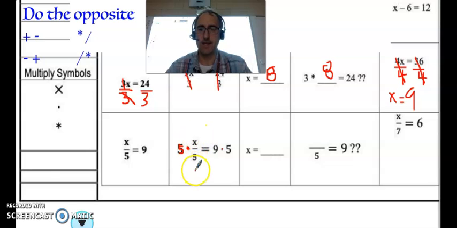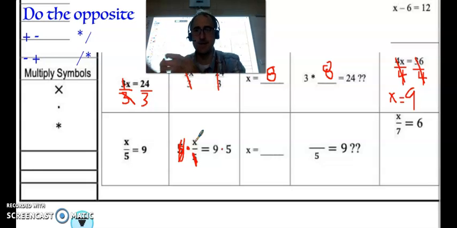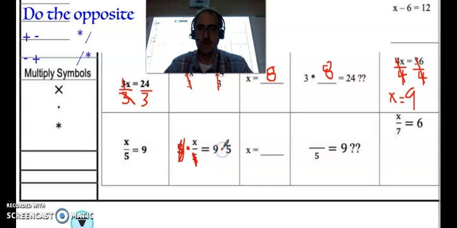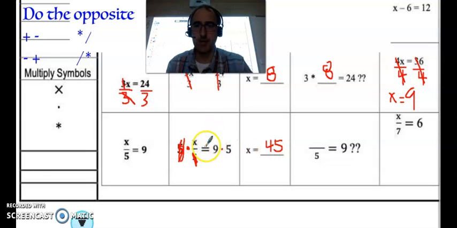5 times x divided by 5. Well, guess what? Those 5's cancel again on this side, and we're left with x. X is on the left, the numbers are on the right. 9 times 5. Forget it, I'm going to use my calculator, and you can too. I get the answer of 45. X equals 45. Every time I see an x in this problem, this time it equals 45.